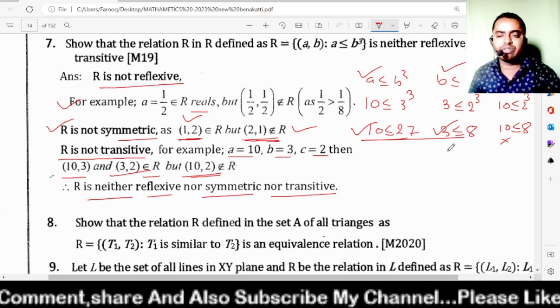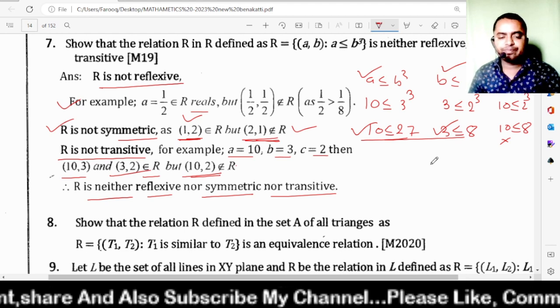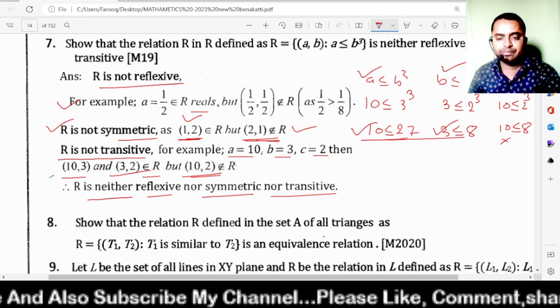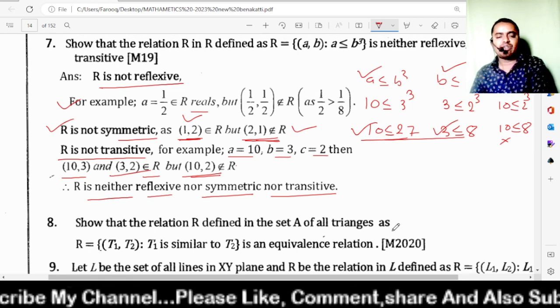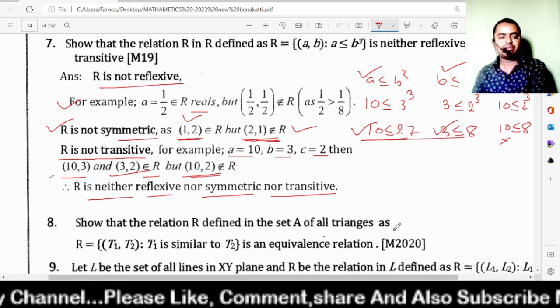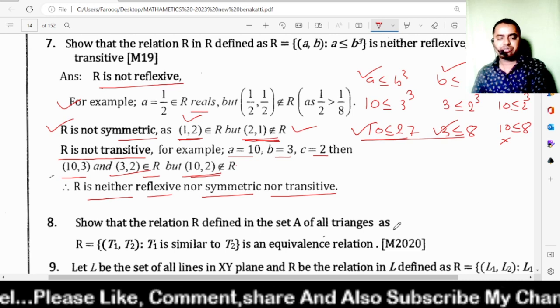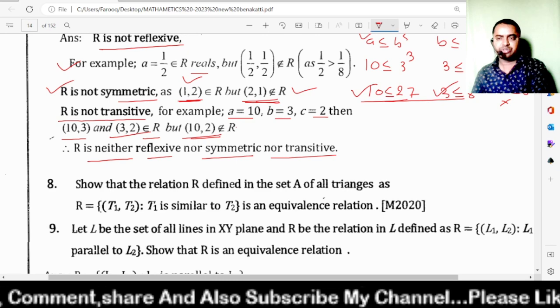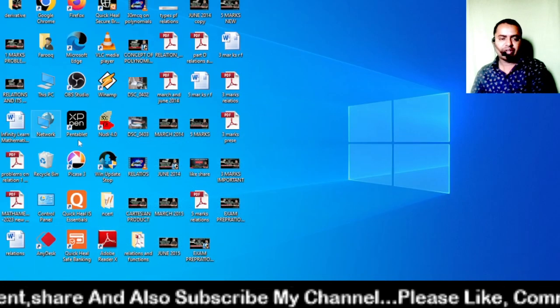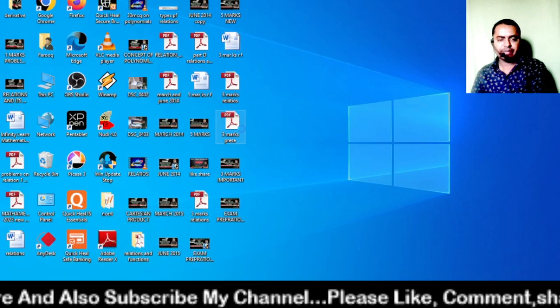So this completes the solution of the problem. Come to the next problem. Show that the relation R defined in the set of all triangles as T1 comma T2, where T1 is similar to T2, is an equivalence relation. This question has been asked in March 2020. So for this one, we are going to solve it here on the next page.